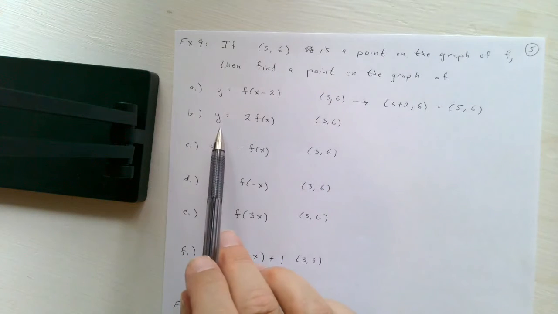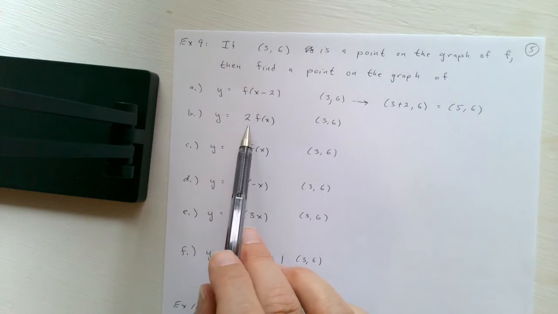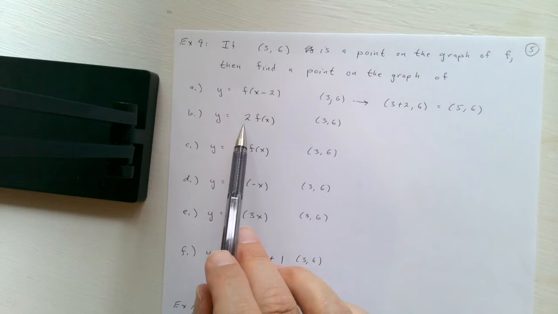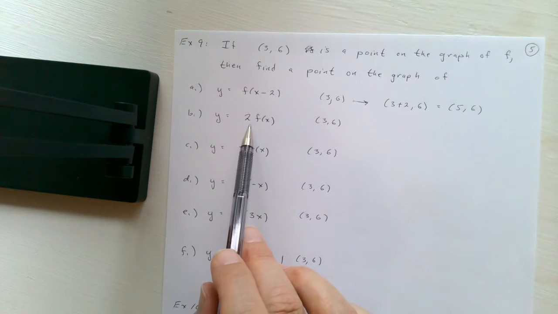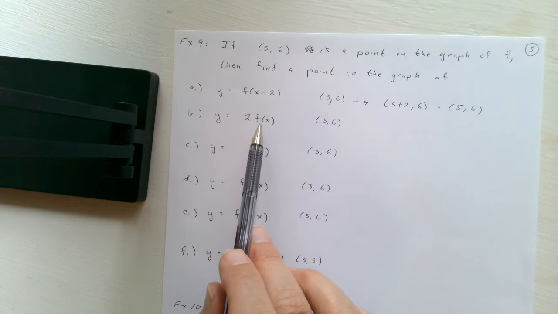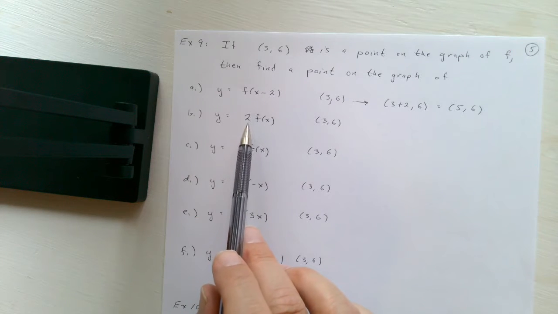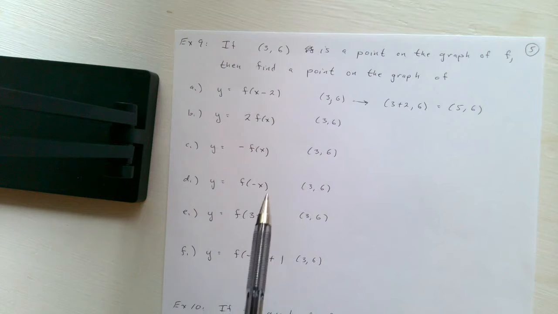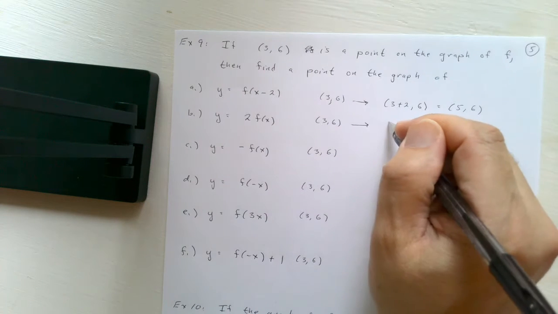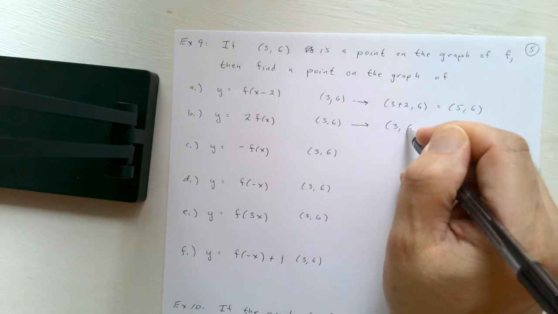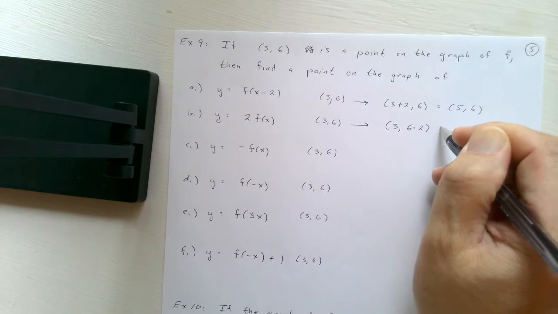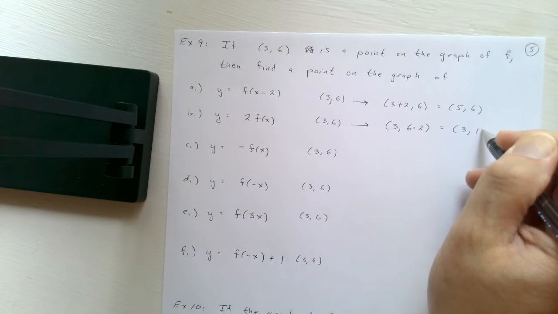Okay. This next one, we have y equals 2 times f of x. The 2 is on the outside. That means we're multiplying the y coordinate by 2. It's going to be a vertical stretch. All you have to know is that we're multiplying the y coordinate by 2. So this is now going to be 3, comma 6 times 2, or (3, 12).